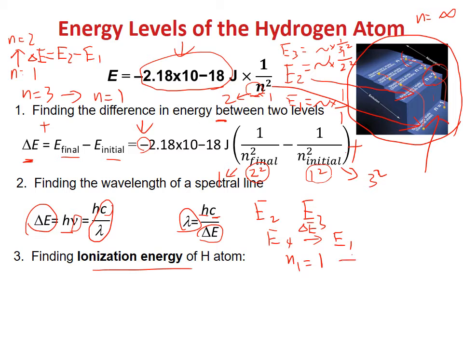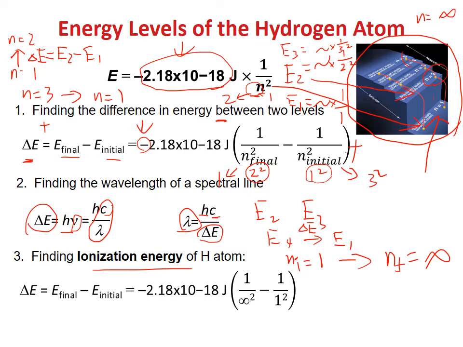So n equals 1 is the initial state, going to n final. If this is initial, it is 1, and the final is infinity. And the delta E, the energy difference, is 1 divided by infinity, which is 0, minus 1 divided by 1 squared. And that gives you positive 2.18 times 10 to the minus 18 joule. That's the energy difference for one hydrogen atom.